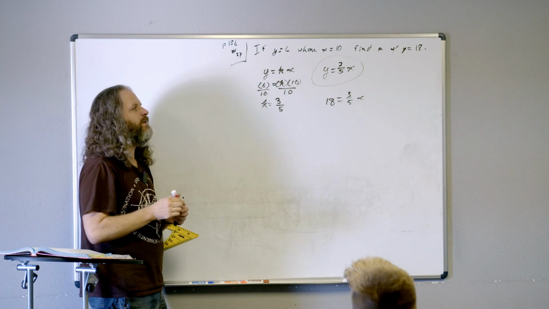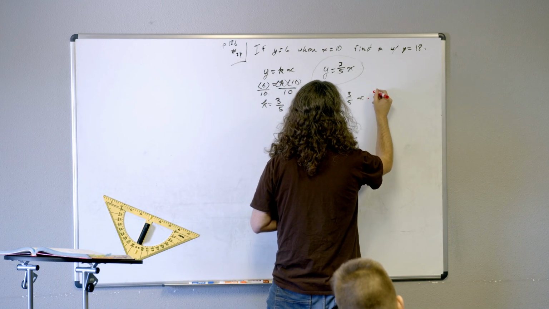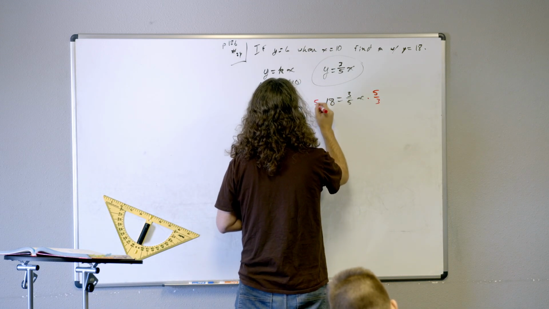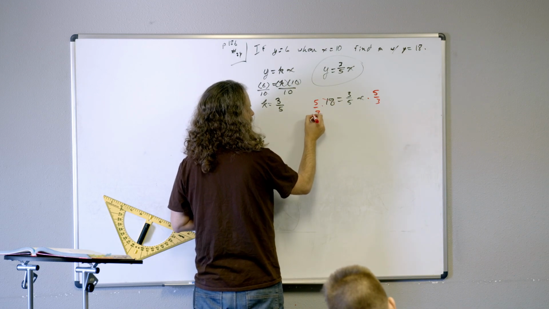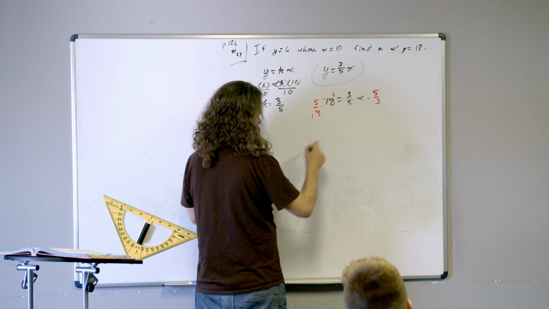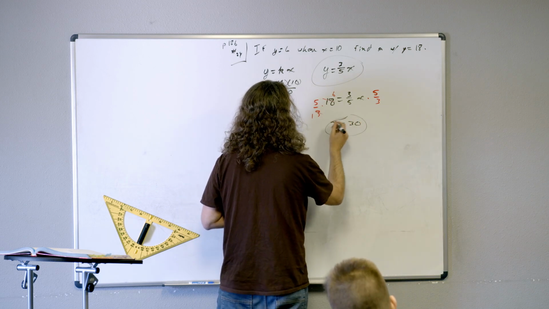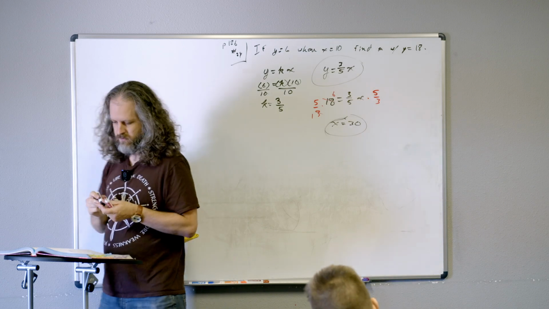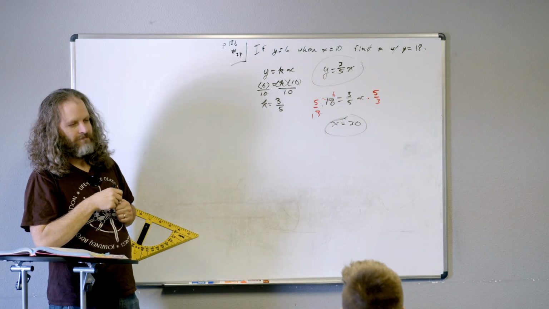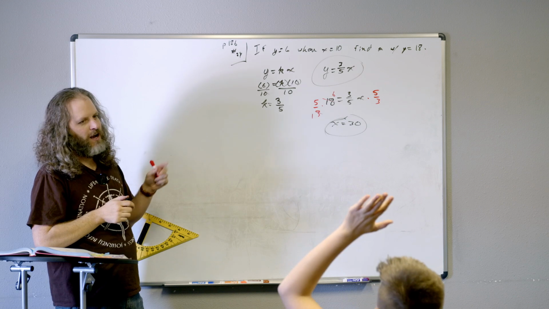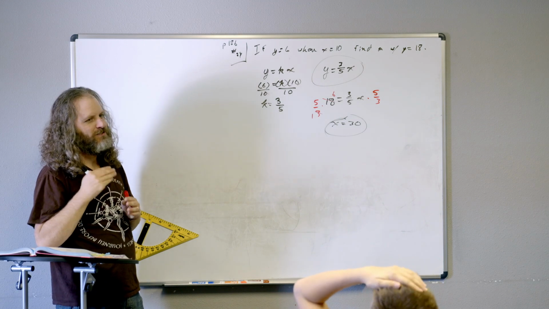Divide 3/5 off. How do we divide fractions? Multiply by reciprocal. That can pre-reduce by 3, 1, and 6. So x equals 30. Makes sense? If I gave you a quiz and did this problem, would you get it right? That's what I mean by does it make sense, just for clarity.